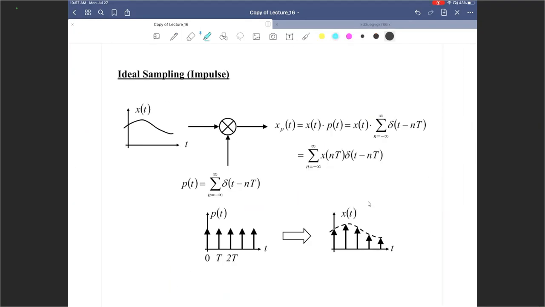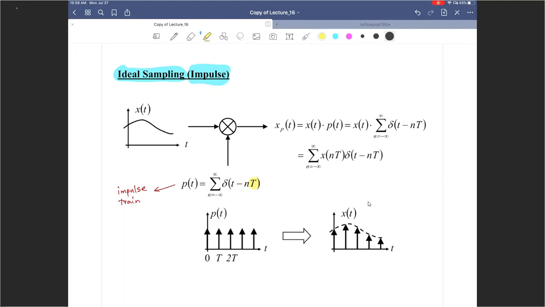Let's talk about ideal sampling now. Ideal sampling is also called impulse sampling, meaning take a continuous time signal x of t here and multiply it with an impulse train. This is your impulse train. What is the time period of this impulse train? Well, capital T, right?